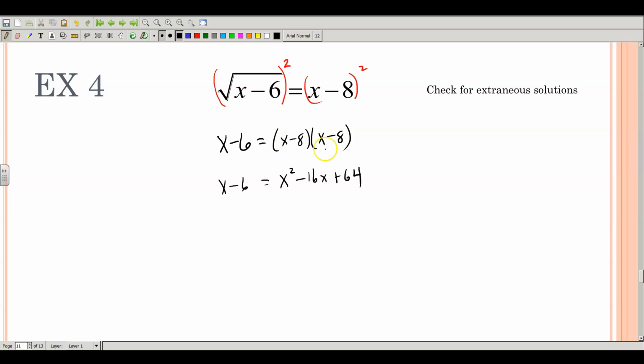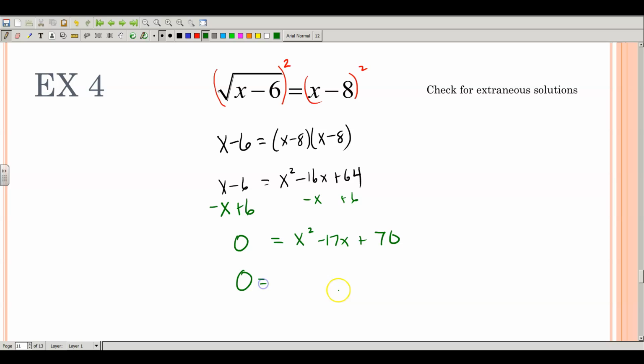So go back to your quadratic equation solving, and that means we have to get this into standard form. That means we have to get everything to one side and then make it equal to 0. So that's what I'm going to do here. I'm going to get everything to the right-hand side. I'm going to subtract this x, and I'm going to add the 6 so that the left-hand side is 0. So I have 0 equals x squared minus 17x plus 70. So I'm going to solve this quadratic.